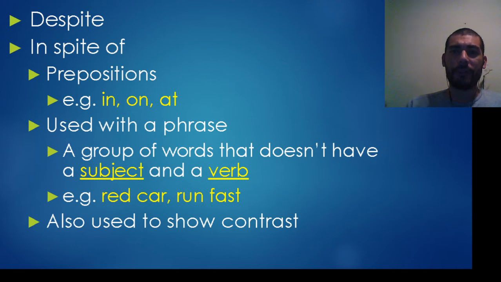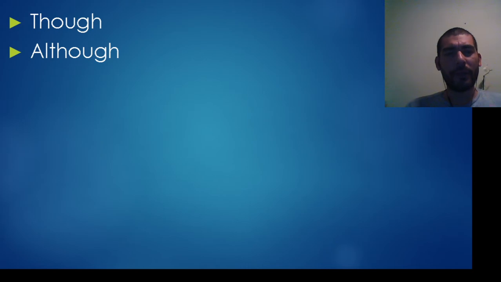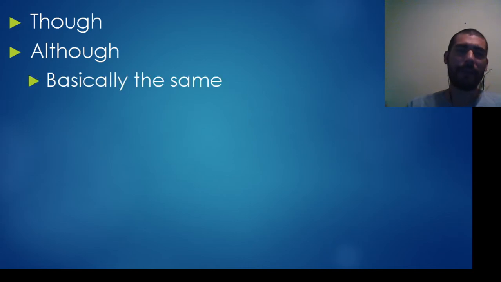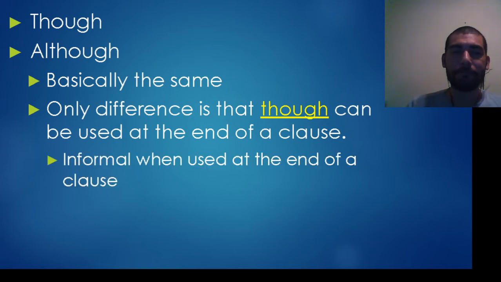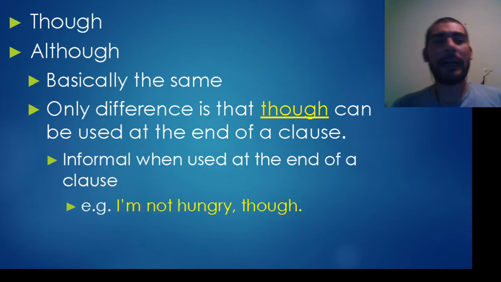Before we go to some sample sentences, I want to take a look at each word a bit more in detail. So, though and although basically mean the same thing. The difference is that you can move though to the end of the clause, and when you do this, you're going to be using it in an informal way. And we usually do this when we're speaking, not so much when we're writing. So, for example, I'm not hungry though.